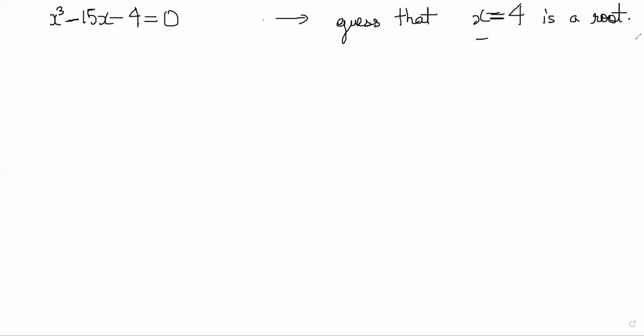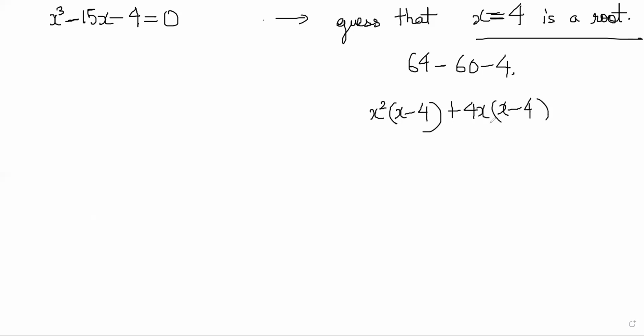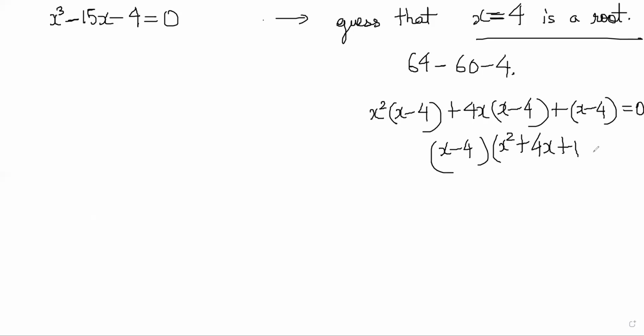So let's do this example. X cube minus 15x minus 4 is equal to 0, right? Now, why have I chosen this example? Because it is very easy to guess here that x is equal to 4 is a root, correct? Because see, 64 minus 60 minus 4 is 0. So there is an alternative way to solve this, by factorizing: x square into x minus 4, so minus 4x square, so plus 4x into x minus 4 minus 16x plus x minus 4 is equal to 0. You get x minus 4 common and you get x square plus 4x plus 1 is equal to 0.